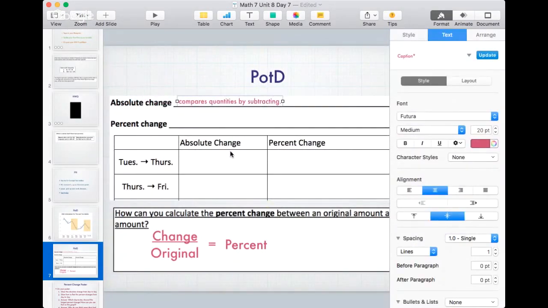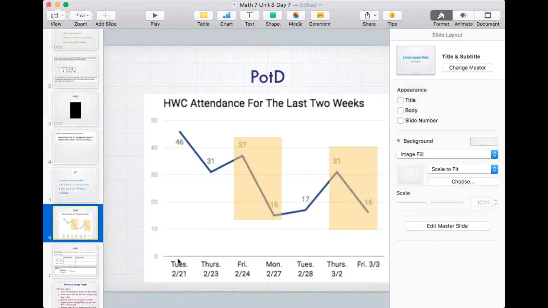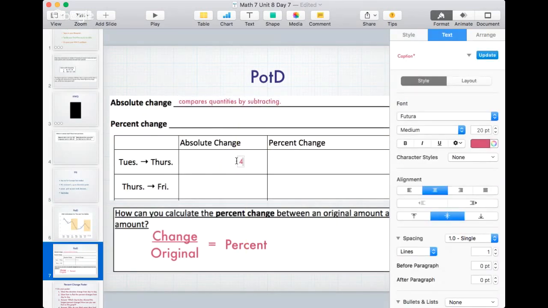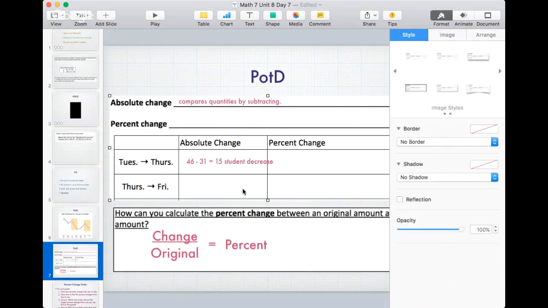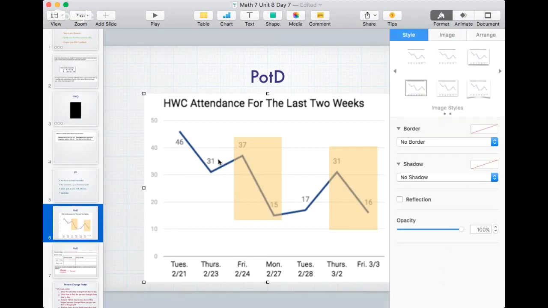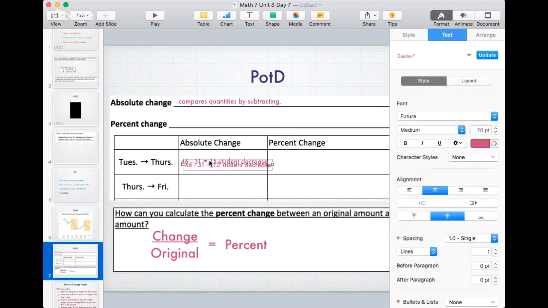For example, on Tuesday the 21st to Thursday the 23rd, we went from 46 down to 31 students. So our absolute change would be 46 minus 31 equals 15 student decrease. And that is our absolute change. Similarly, if we were to look at Thursday the 23rd to Friday the 24th, we went from 31 to 37 students. So we had a 6 student increase. 37 minus 31 equals 6 student increase.